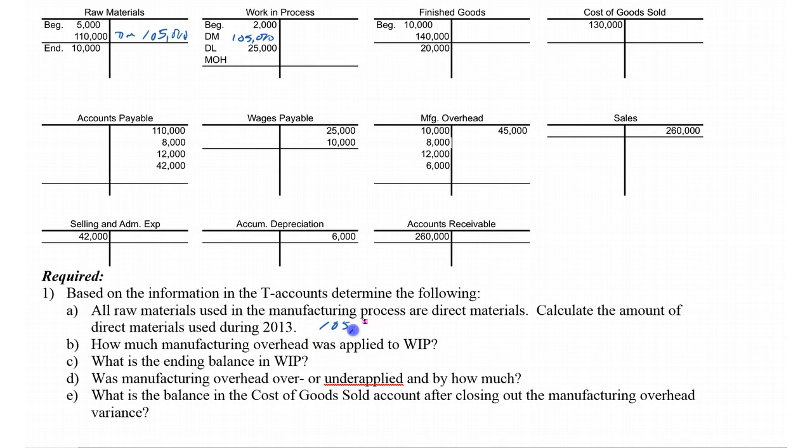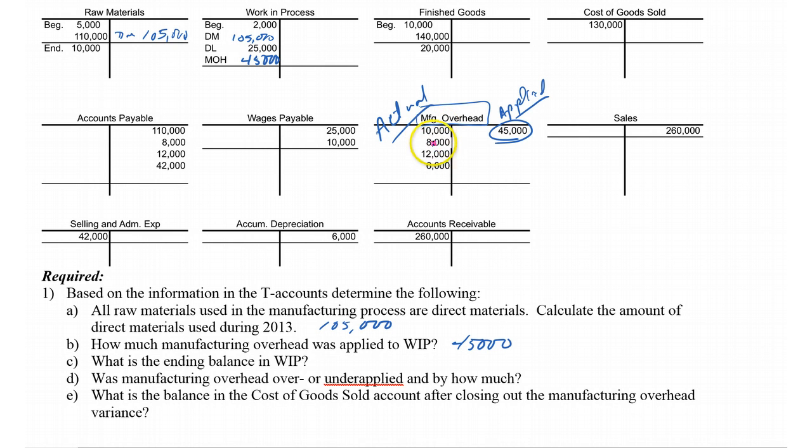So that's 105,000. How much manufacturing overhead was applied to WIP? Well, in our manufacturing overhead account, remember the actual is the debit side, and the applied is the credit side. So right there, 45,000 was applied to WIP, so that's the missing amount there, 45,000.